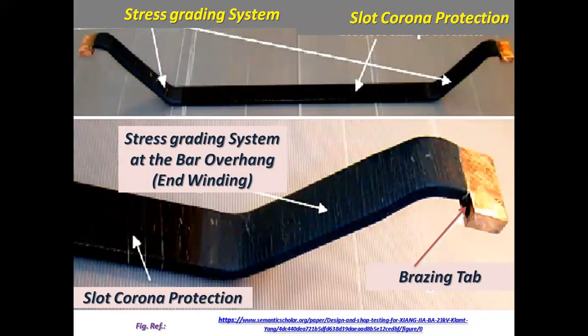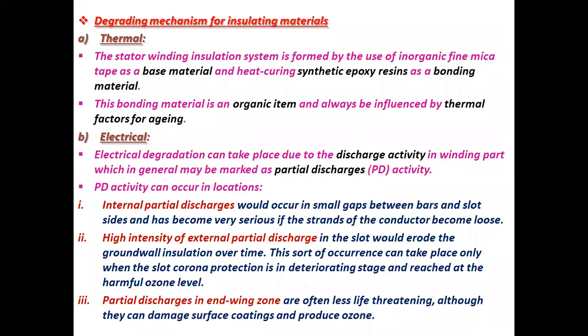A diagram for the stress grading system, slot corona protection in the end winding part of the stator bar. Degrading mechanism for insulating materials. A. Thermal. The stator winding insulation system is formed by the use of inorganic fine mica tape as a base material and heat curing synthetic epoxy resins as a bonding material. This bonding material is an organic item and is always influenced by thermal factors for aging.